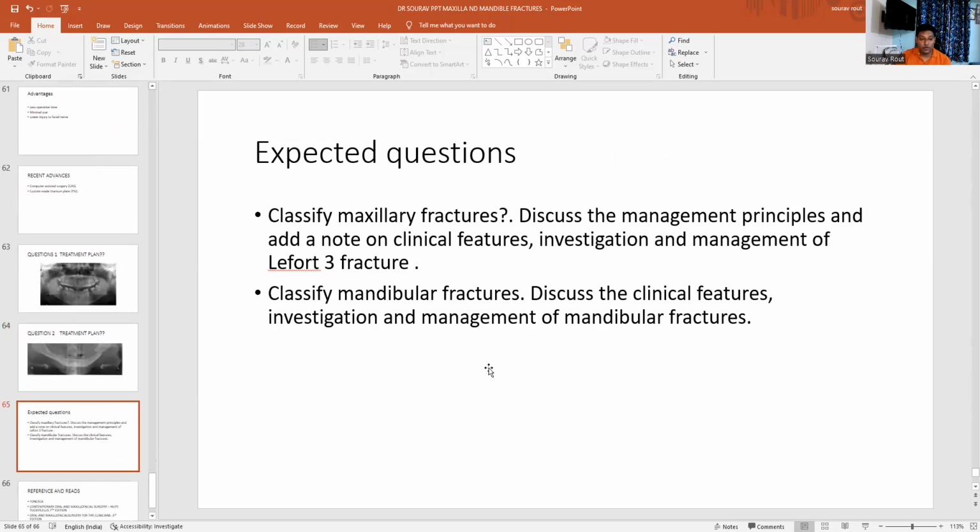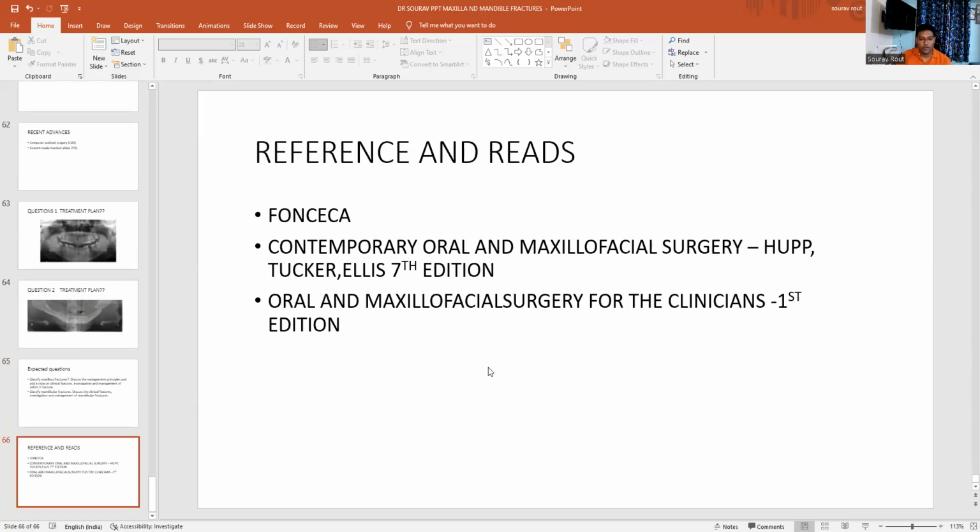Our theory question: classify maxillary fracture, discuss the management principles, and add a note on clinical features, investigation, and management of Le Fort fractures. Second question is classify mandibular fracture, discuss clinical features, investigation, and management of mandibular fracture, as well as some viva questions like Trapnell's sign, and Dingman's lines and all. These are questions which can be expected in exams.